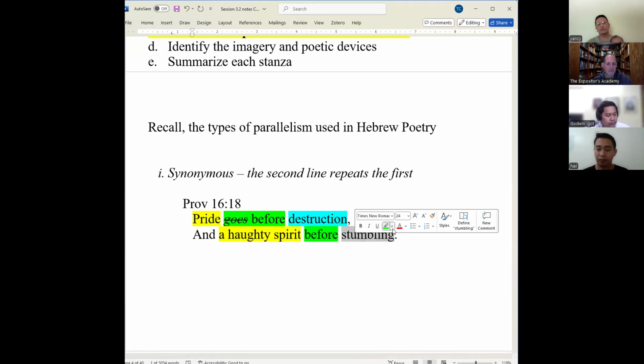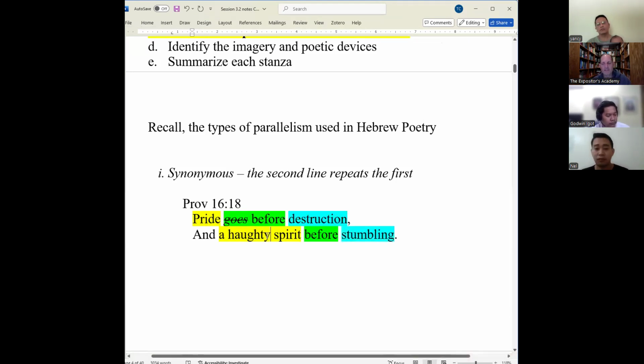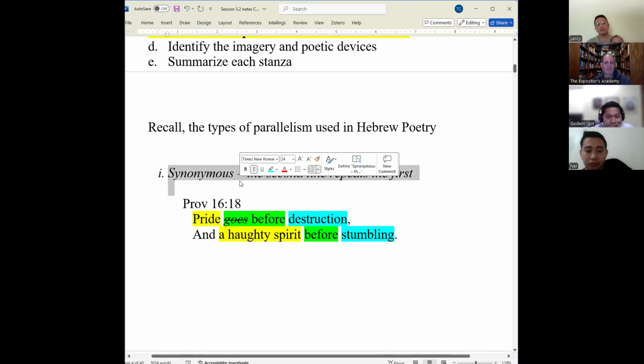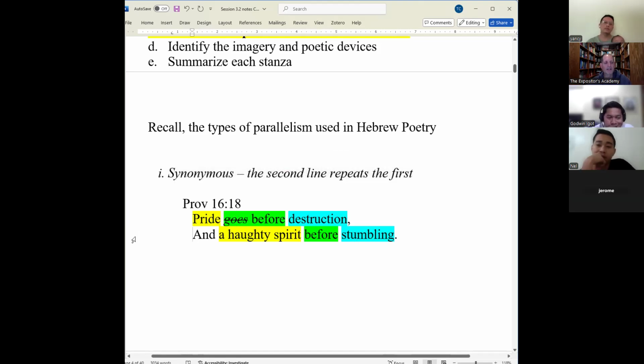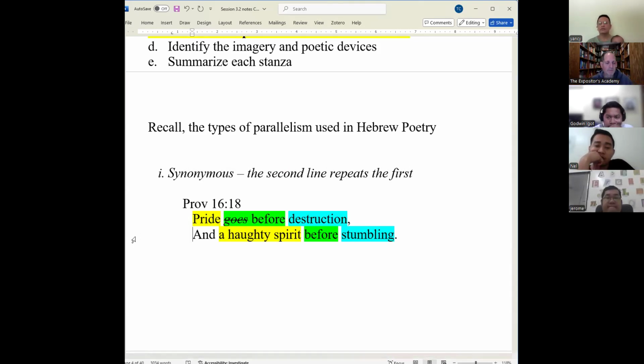All right, and notice the parallelism here. Pride, haughty spirit, those are synonyms. Before is the same word used in both lines. Then destruction and stumbling, those are synonyms as well. That's why this is called synonymous parallelism. The second line is essentially saying the same thing as the first, just using synonyms, but the grammar will be the same, and the words used will be synonymous.